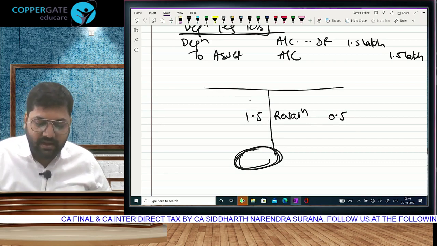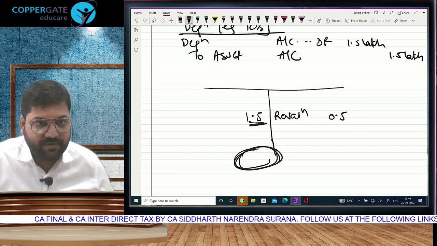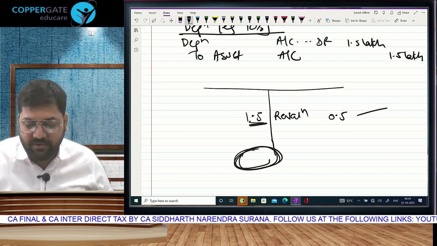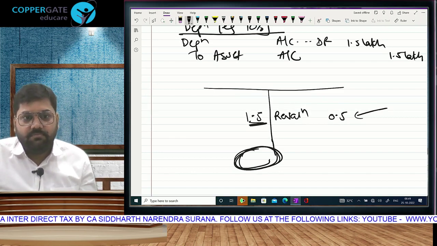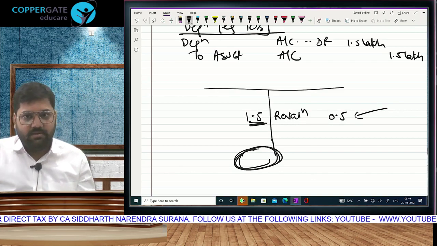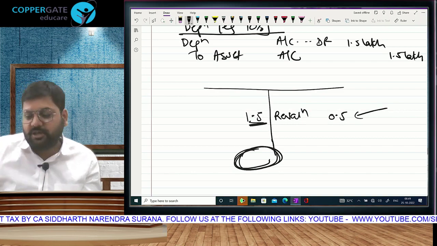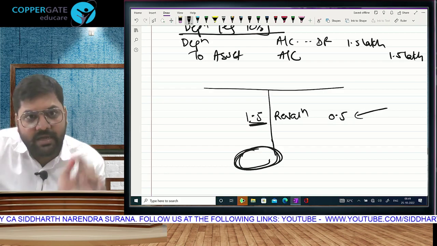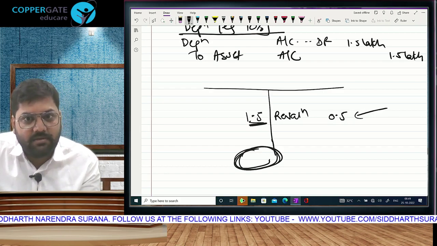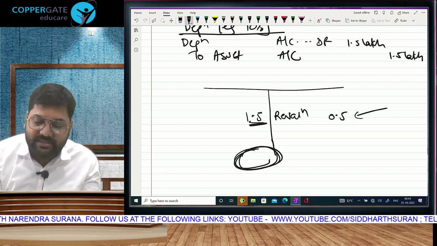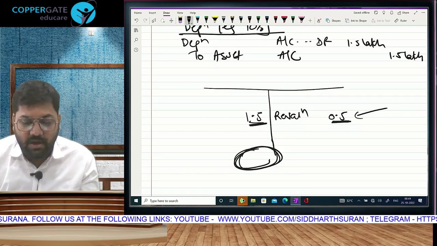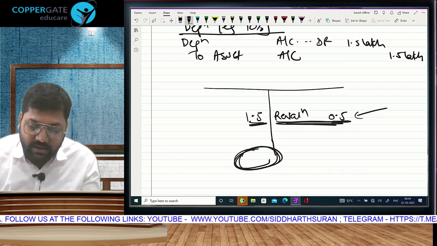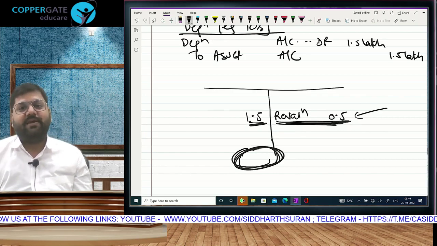So do one thing. When you debit this 1.5, from your revaluation you transfer 0.5. Transfer some amount from revaluation to PNL. So what journal entry you will pass? Revaluation account debit to PNL. And how much amount? To the extent of that unnecessary depreciation, which in our example is 0.5. With this transfer, is my profit figure also rectified? That's my question.